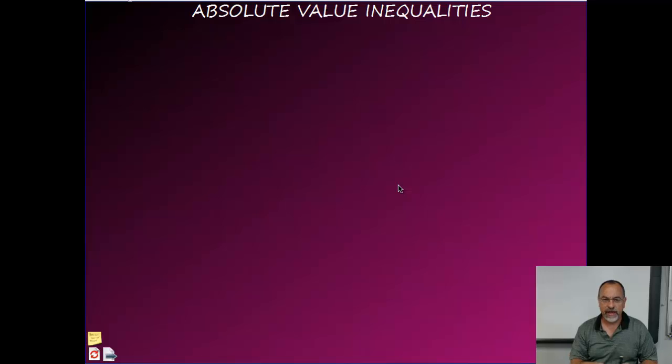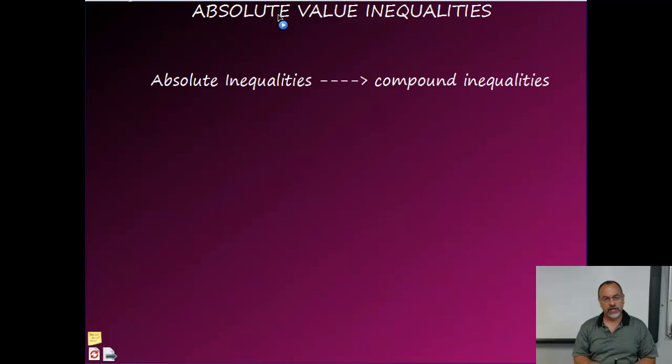Nothing's different. However, we're dealing with greater than or less than signs, and remember, when we have two inequalities, greater than or less than, we have what we call compound inequalities. So actually, these absolute value inequality expressions are going to produce compound inequalities. And you remember, we have two types. We have ors and we have ands.